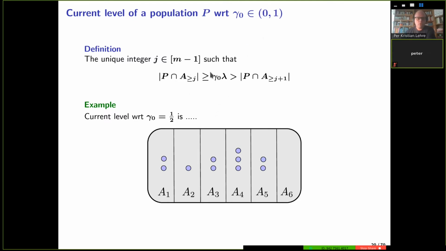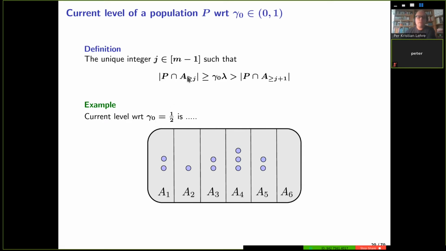Okay, this is actually wrong, it should be the other direction. We have at least, sorry, this is right. We have the number of individuals in level j or higher is at least gamma naught lambda. However, the number of individuals in the population at level j plus 1 or higher is strictly less than gamma naught lambda. Okay, so let's say now that we choose gamma naught to be 1/2.